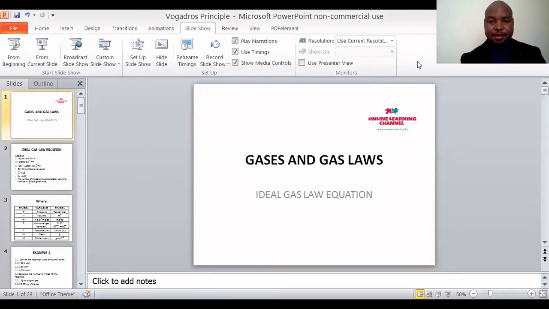This is the fourth lesson of the second term. So we continue with gases and gas laws. Briefly, we're going to discuss the ideal gas equation.